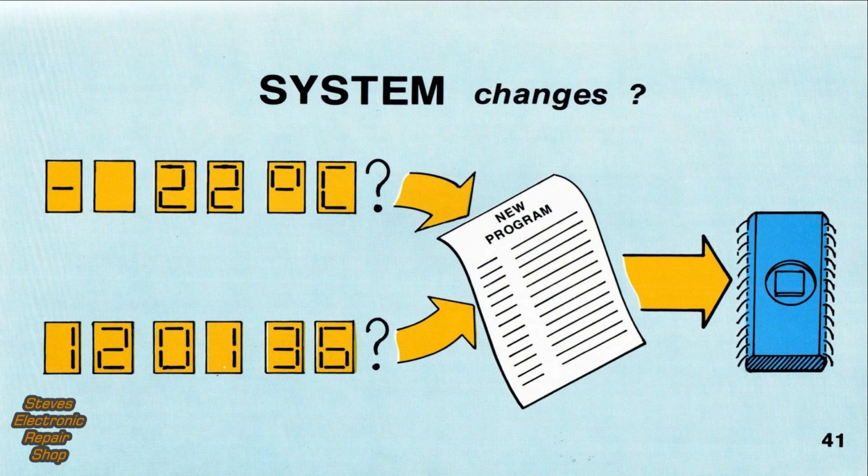And what about system changes? The microprocessor-based design gives you versatility like you've never seen before. Let's say we want to change the system so it will display temperature in degrees centigrade, or perhaps we want to add a time display. It's usually just a simple matter of rewriting a portion of the program and replacing the PROMs.